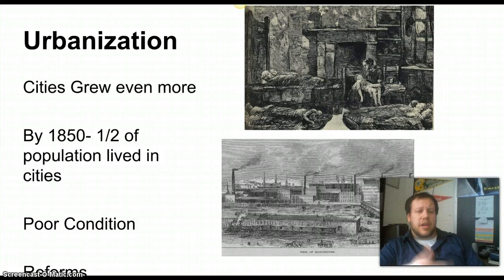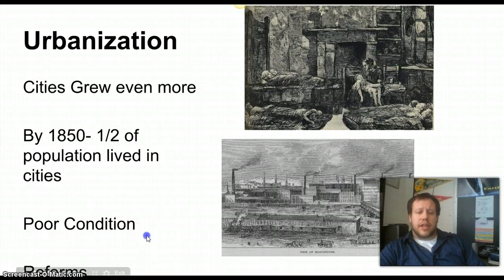Cities grew even more as people came to the factories. Now here you can tell how cramped some of these cities looked, how dirty, all the smoke, all the haze, all the fog, all those kind of things. By 1850, about half of the European population, at least in Western Europe, lived in cities. People lived in very, very poor conditions, sometimes three to four families to a house. A lot of people sharing rooms, very, very dirty, very, very poor areas.